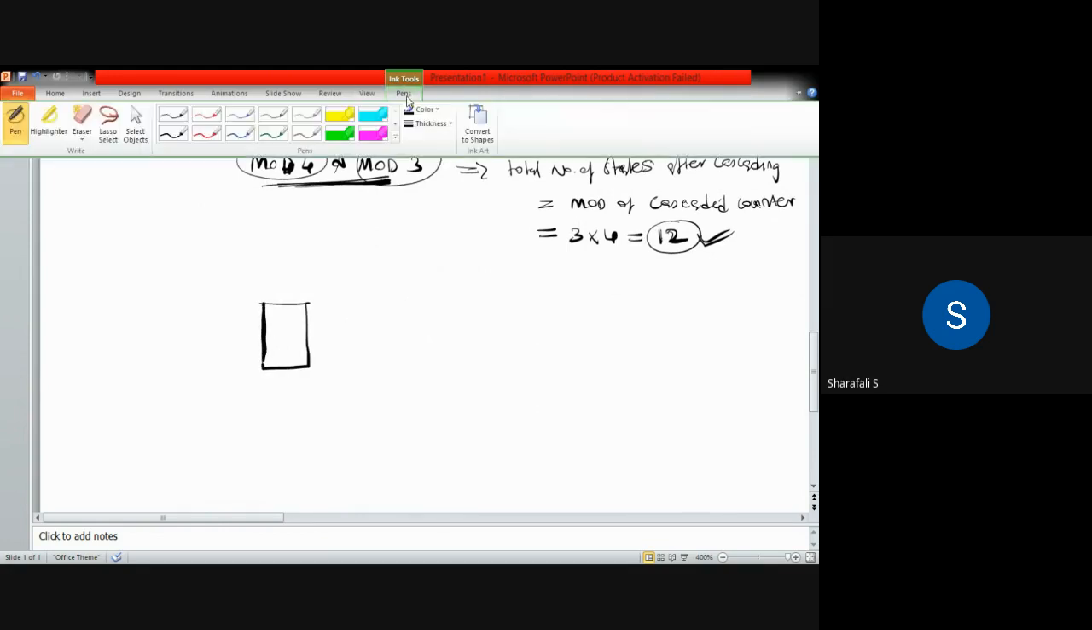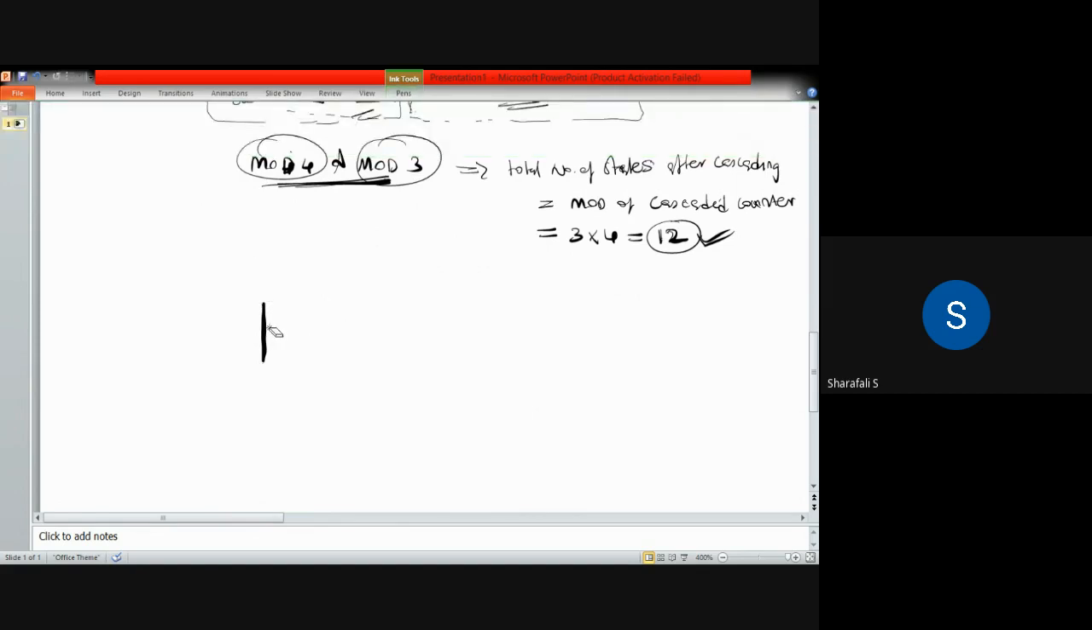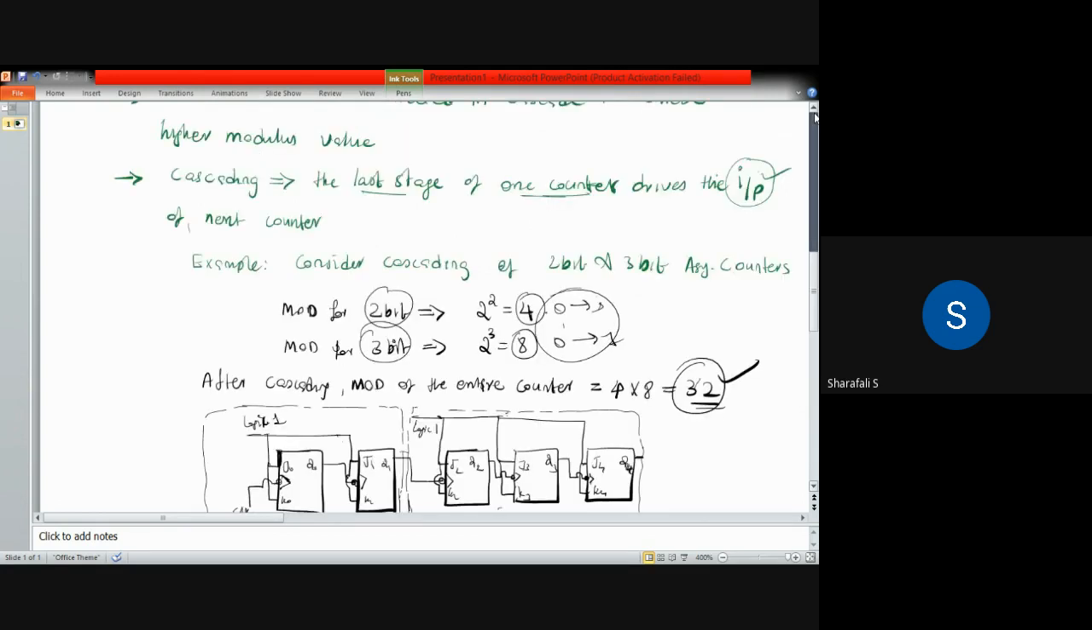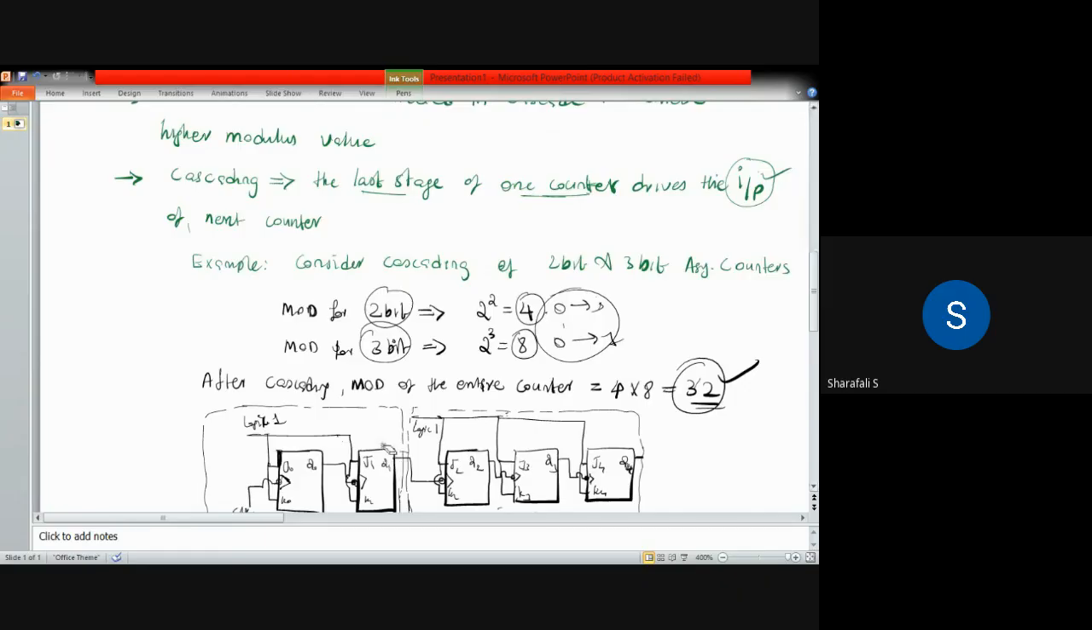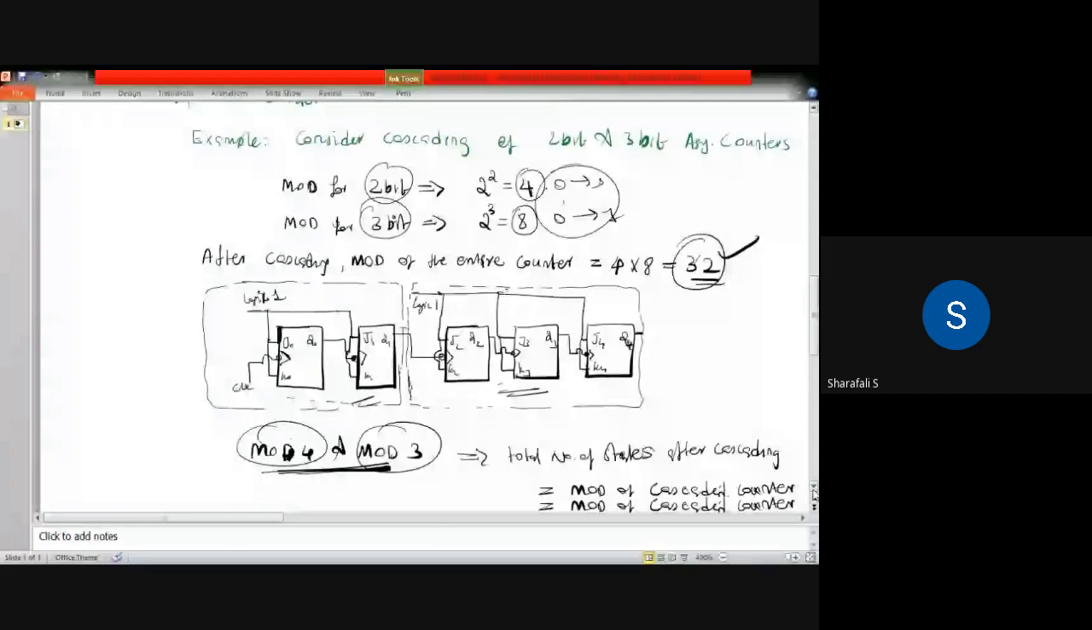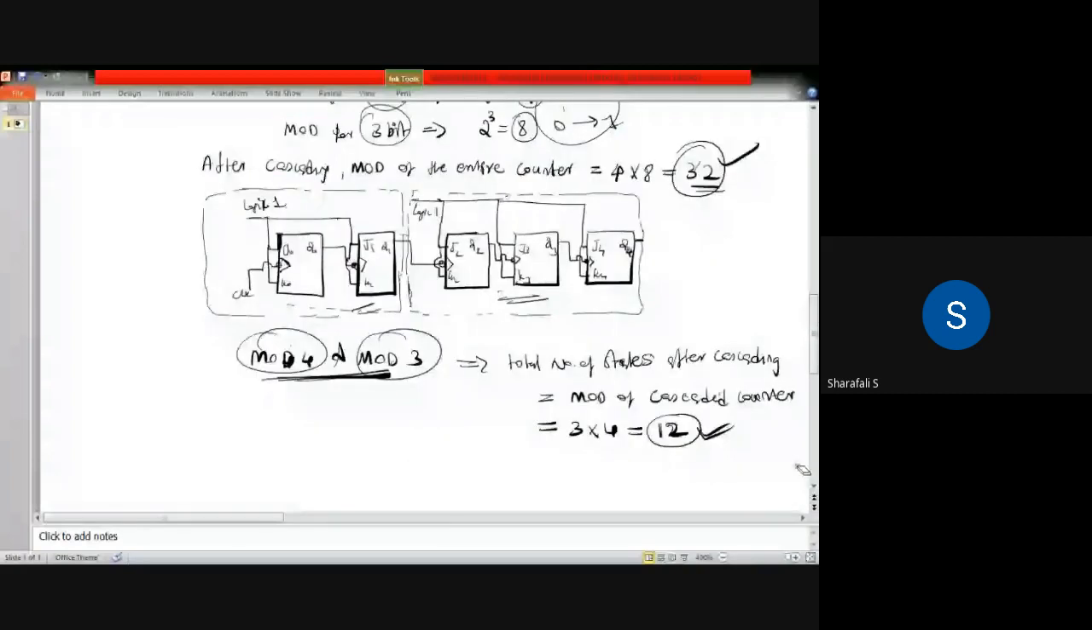First you have to check how we can connect, which Q value we have to give to which counter. That we have to consider first. We have to find out whether the output of the 3-bit counter has to be given to the 4-bit counter, or whether the output of the mode 4 counter has to be given to the mode 3 counter, or the output of the mode 3 counter has to be given to the mode 4 counter.